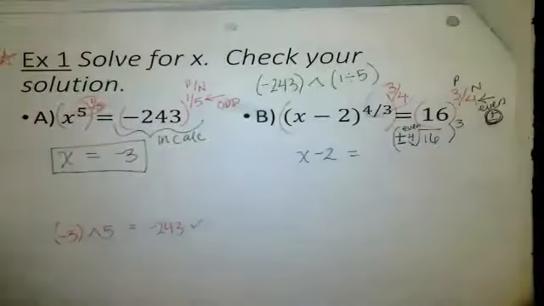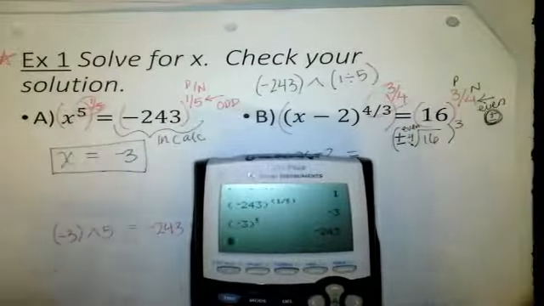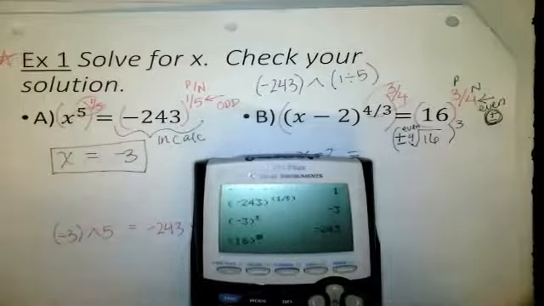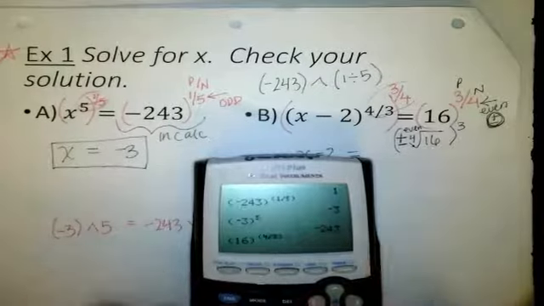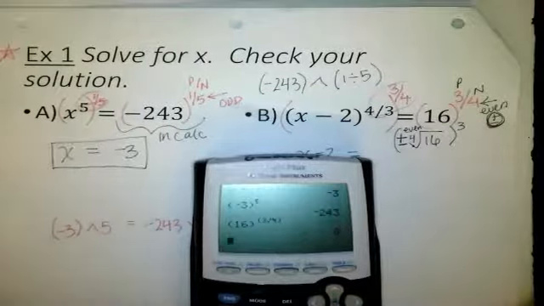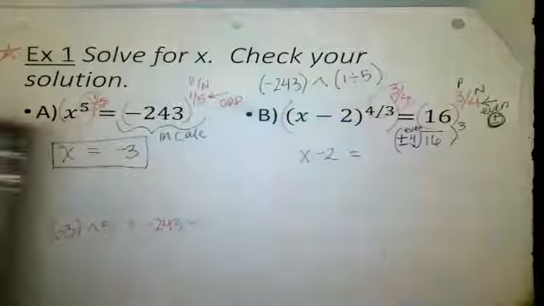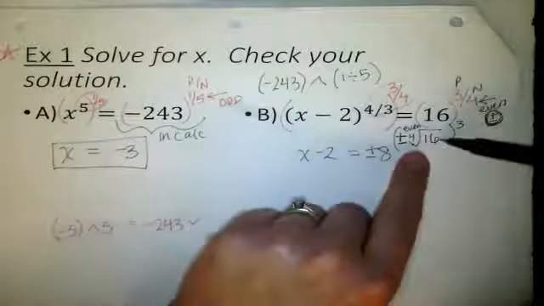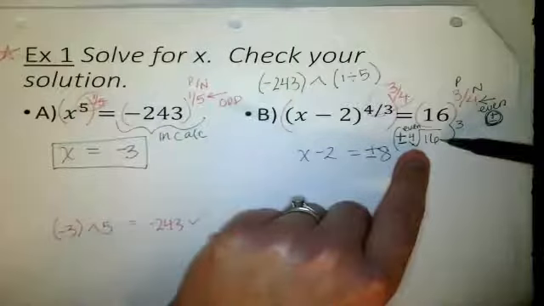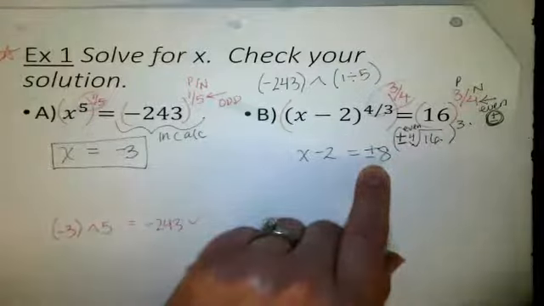The nice thing is we can just plug it into our calculator. 16 to the 3/4. 16 to the 3 divided by 4. Whoops, I wrote 4/3. That's funny. 3 divided by 4. How about? And we get 8. We just need to make sure that we put on the plus or minus. Plus or minus 8. The 4th root of 16 is 2, and 2 cubed is 8. So we get plus or minus 8.